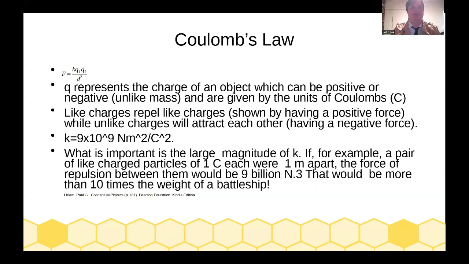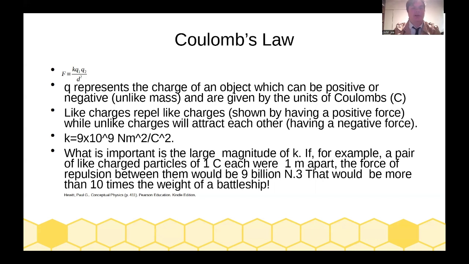In this case, q represents the charge of an object, which can be positive or negative, unlike mass, and is given by the units of coulombs, or C. Like charges repel, shown by having a positive force, while unlike charges will attract each other, having a negative force. So if q1 is negative and q2 is positive, then you will have a negative force. If both are negative, then you have a negative number times a negative number, which will give you a positive force. k is also given by 9 times 10 to the ninth newton meters squared per coulomb squared.